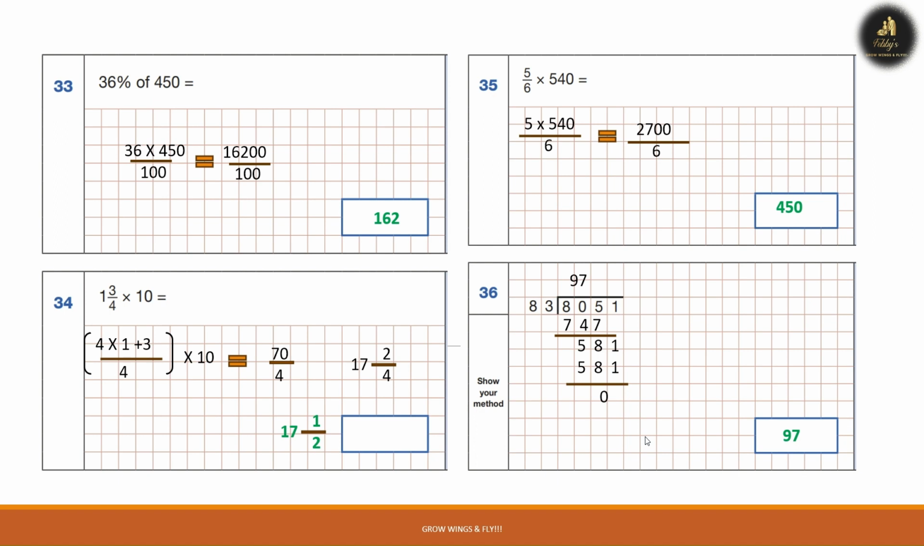In question 36, we follow the long division method to get to the answer as shown here. 83 times 9 is 747. We take away 747 from 805, leaving us with a remainder of 58. We then bring the 1 from the top and place it right next to 58, making it 581. 83 times 7 is 581. So our answer is 97.